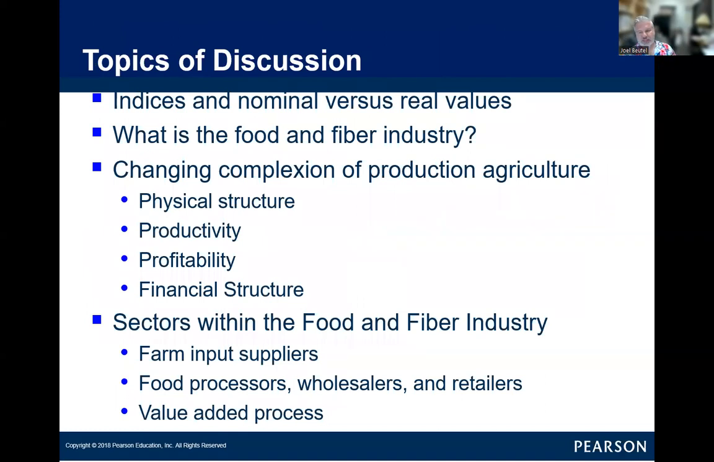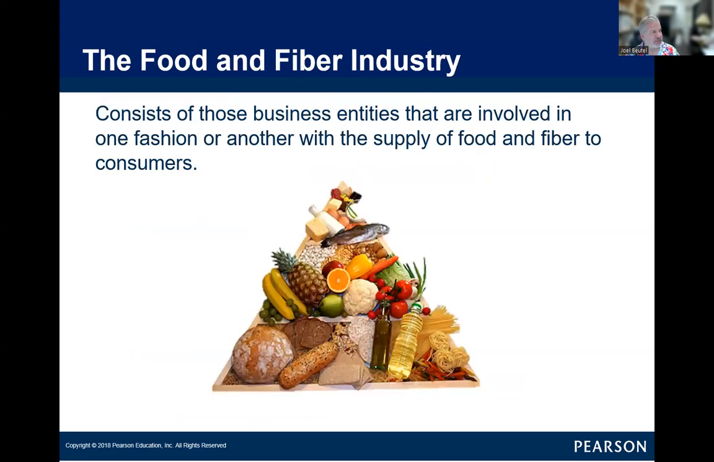Anyway, so what are we going to discuss in this chapter? We're going to look at indices, nominal versus real values. I'm just going to tell you nominal is today's prices. Real values are adjusted for inflation. So real values are always with reference to some particular date and time period. We're also going to look at what the food and fiber industry is, the changing complexion or complexity of agricultural production, and look at physical structures, productivity, profitability, and financial structure. Then we'll look at the sectors within the food and fiber industry as well, to just kind of clarify those for you, and look at the value-added process and what people do in that space.